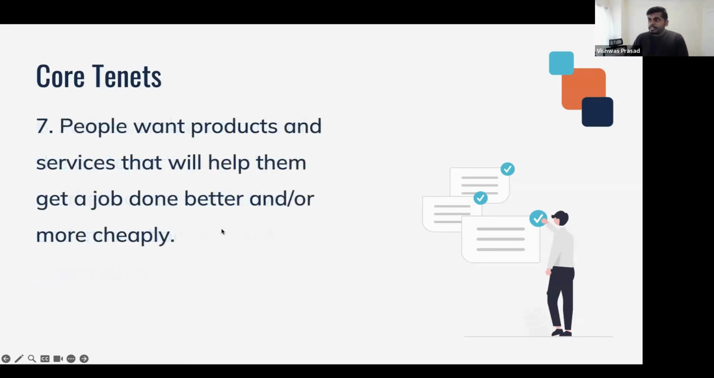The next one is people want products and services that will help them get a job done better and cheaper, right? Now, we have been talking about this for a very long time now, so I'll not go much deeper into this. But say, for example, if you look at Netflix, right? Netflix was another product that disrupted the market and used jobs to be done.